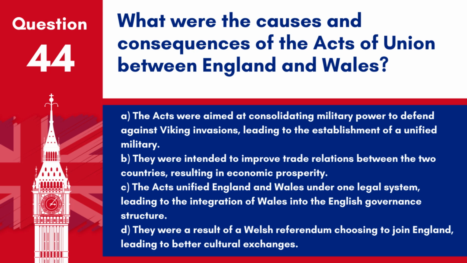Question 44. What were the causes and consequences of the Acts of Union between England and Wales? A. The Acts were aimed at consolidating military power to defend against Viking invasions, leading to the establishment of a unified military. B. They were intended to improve trade relations between the two countries, resulting in economic prosperity. C. The Acts unified England and Wales under one legal system, leading to the integration of Wales into the English government structure. D. They were a result of a Welsh referendum choosing to join England, leading to better cultural exchanges.